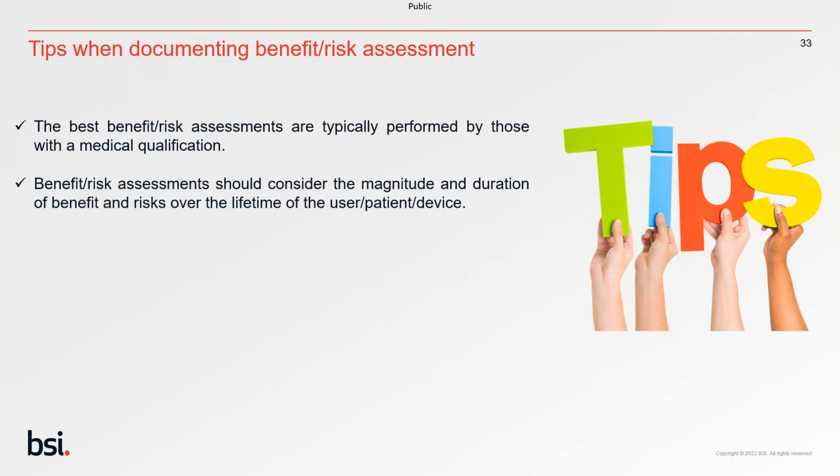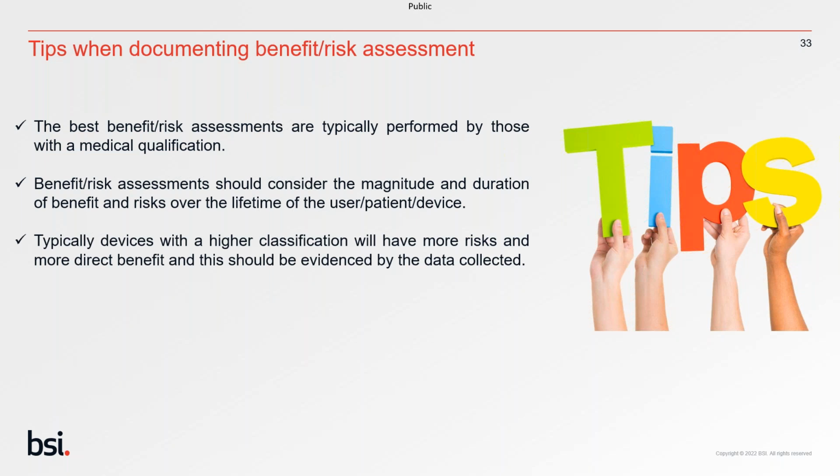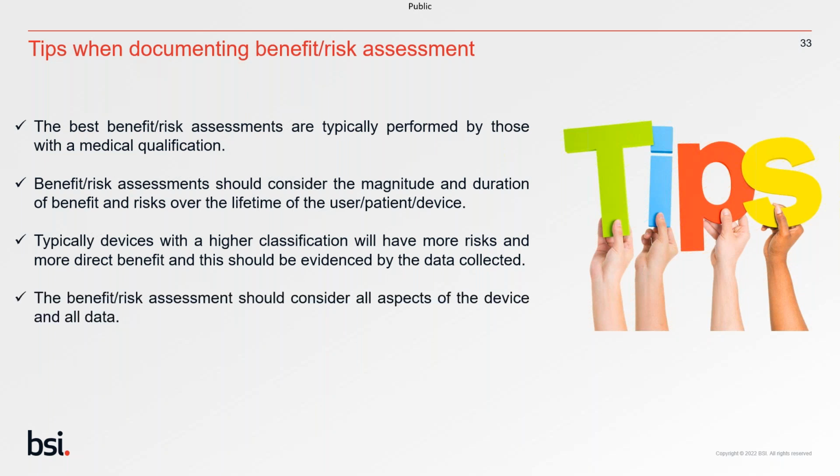And again, really think about the magnitude and duration of benefit, and also the risks over the lifetime of the device for the user and patient, particularly where risks may diminish over time. That's also helpful in your benefit risk statement and assessment. We know that typically devices with a higher classification will have more risks, and therefore need a more direct benefit, and this should be evidenced by the data collected. The benefit risk assessment will consider all aspects of the device and all data, so think about the device as a whole, almost a holistic approach. And again, my clear message: do not write one-line statements. They are never helpful, and they'll often invite scrutiny from the notified body.